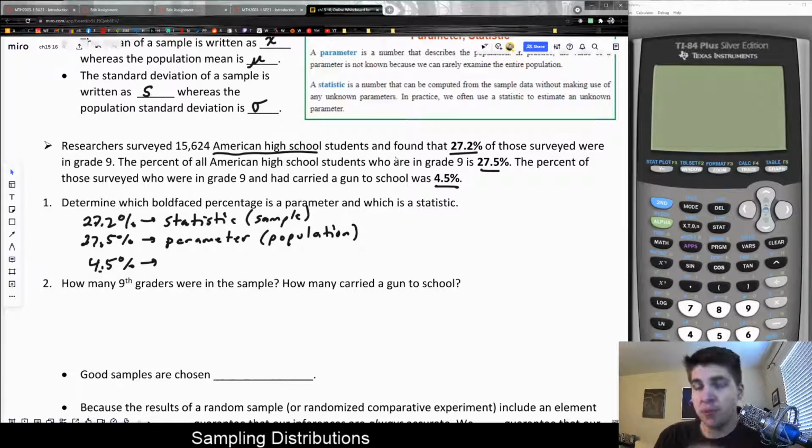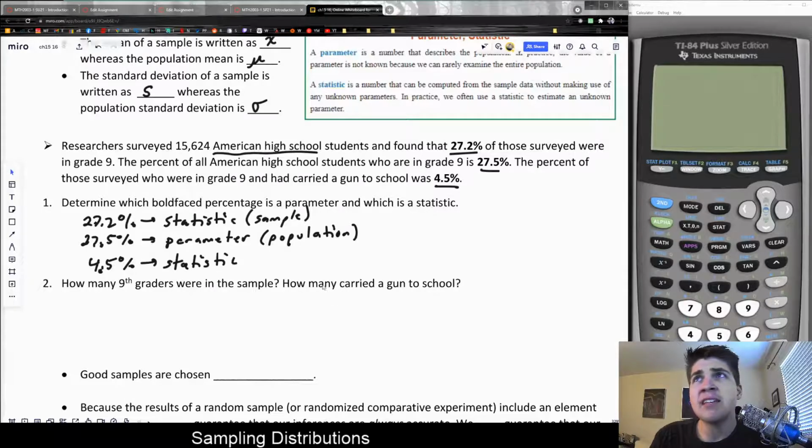But anyways, 4.5 would be a statistic because it was taken from the survey. And this sort of statistic, it would be impossible to know how many 9th graders carried a gun to school out of literally every one, because that data is much more complicated than just whether you're in the 9th grade or not. Now, the last question it asks, or the second question, is how many 9th graders were in the sample, and how many carried a gun to school?